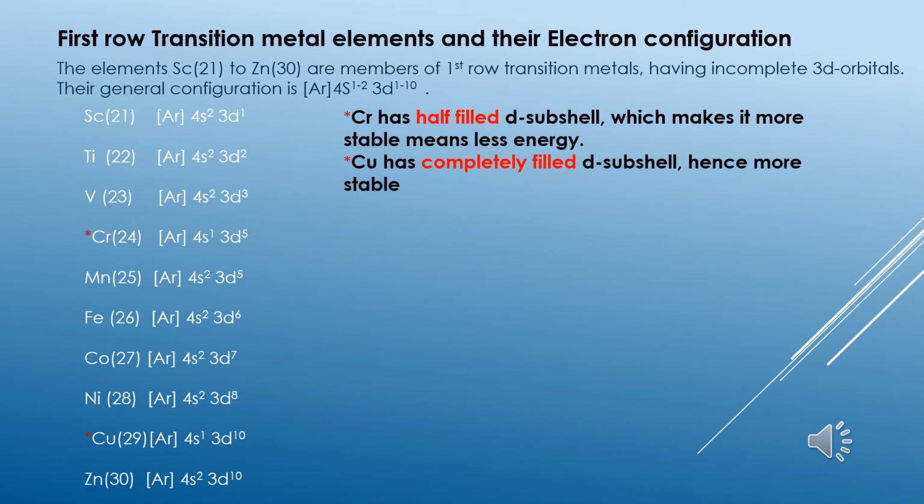Transition metals are also known as d-block elements. Here we discuss only the first row transition metals, that is 3d, starting from scandium to zinc. The first row transition metals are extremely important in our daily life. Here the configuration is shown with the discrepancies of chromium and copper configurations.